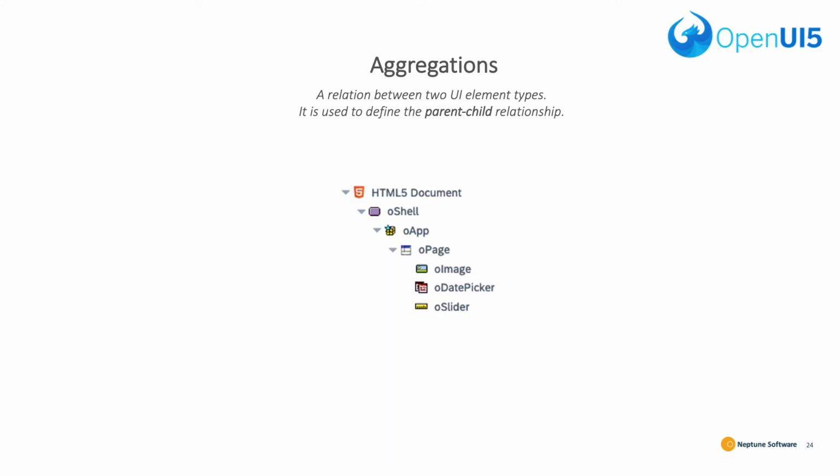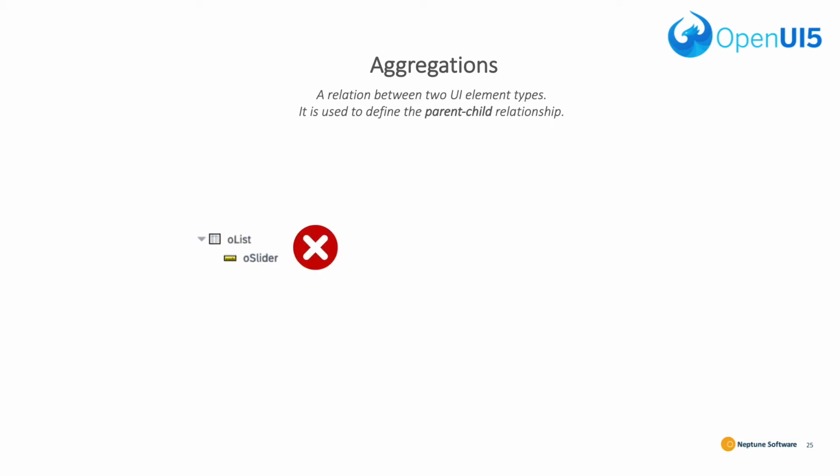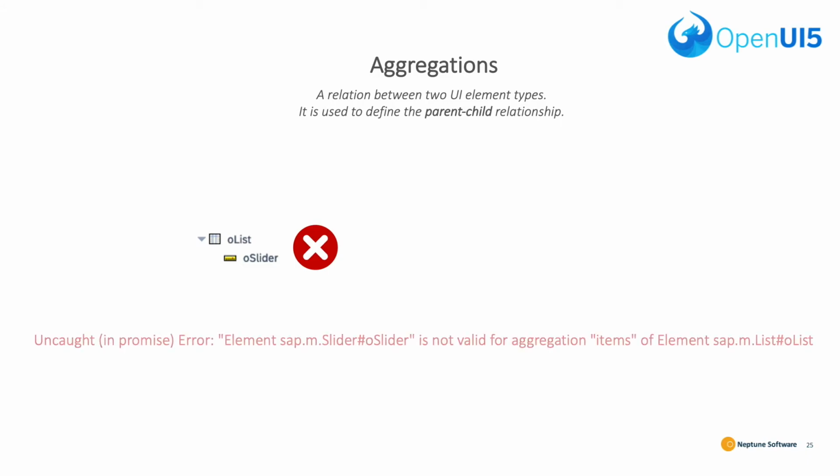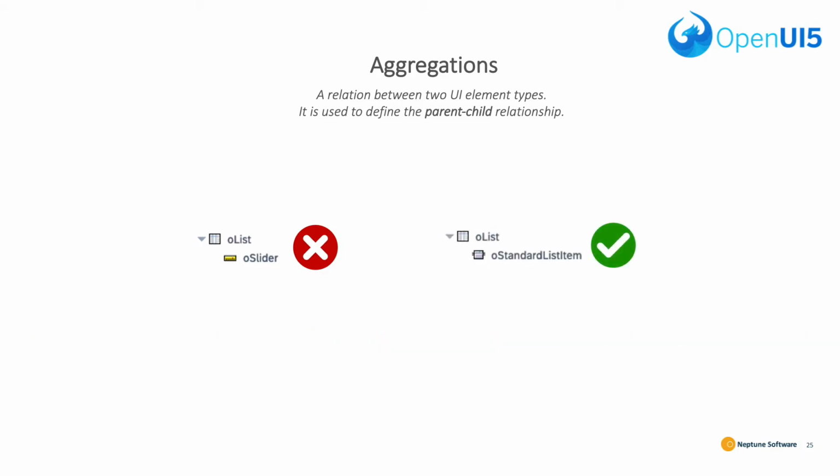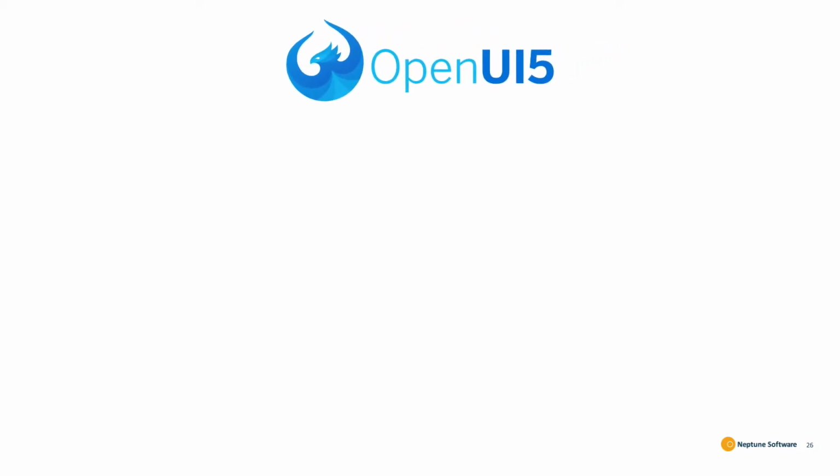There are aggregations that don't work and will cause errors. For example, putting a slider component directly within a list will cause an error stating that a slider is not a valid aggregation for a list. However, a list can contain a number of children, such as a standard list item, and this won't cause any problems. Let's have a look at a few more examples of these UI5 components and their aggregations.